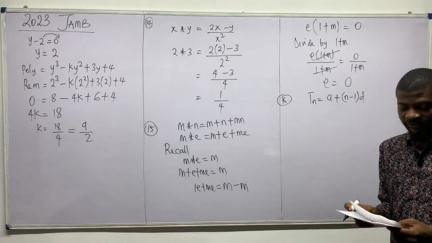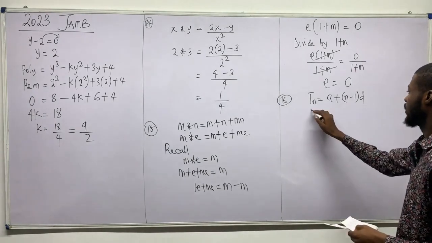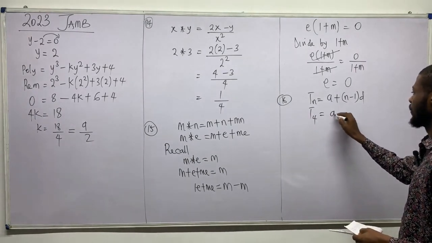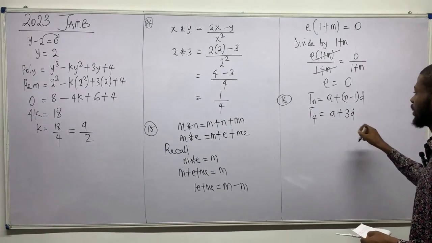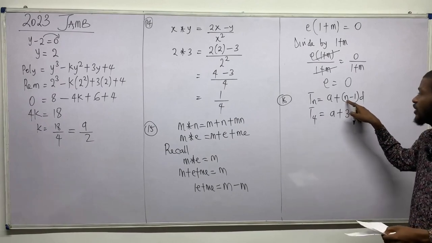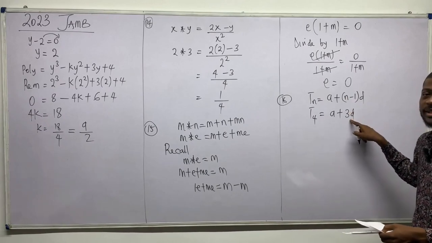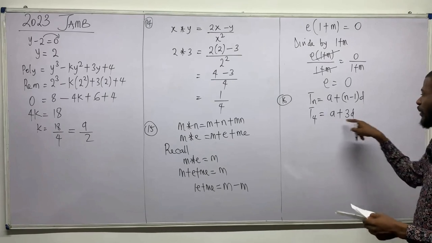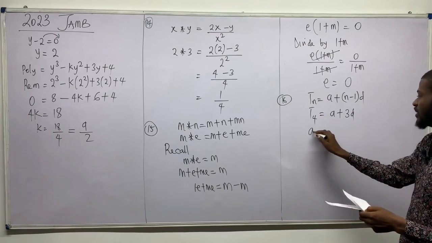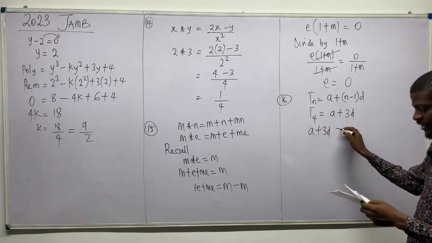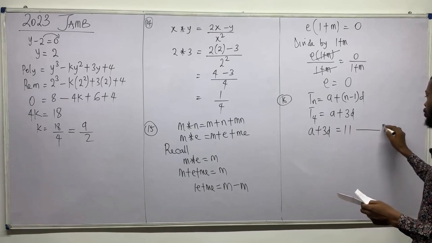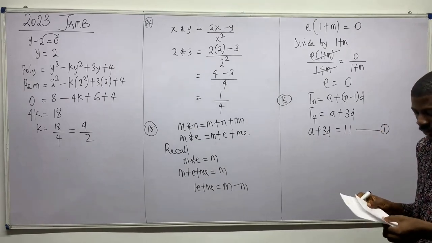Now, they talked about the fourth term. So, how will I know the fourth term? T4 is going to become a plus 3d, because they said the fourth term, right? So 4 minus 1 will give us 3d. Now, what did they say this is equal to? They said a plus 3d is equal to 11, equation 1.